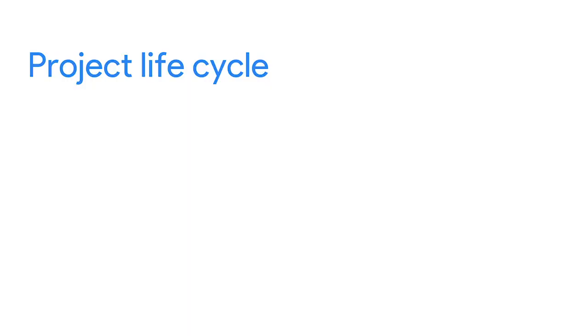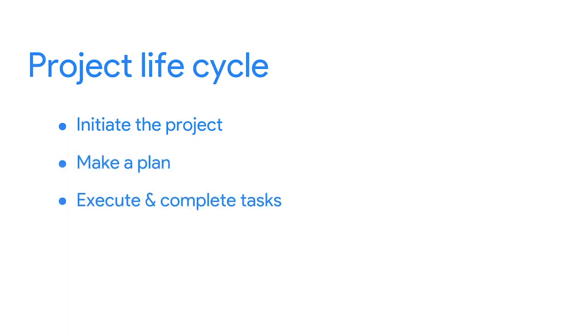Because so many different things can impact a project, it's important to understand its basic structure. We call this structure the project life cycle. The life cycle is a great way to guide your project in the right direction so that you and your project stay on track and end up in the right place. Most project life cycles have 4 major phases, each with their own set of tasks and concerns. Check it out. The main phases of a project are initiate the project, make a plan, execute and complete tasks, and finally close the project.